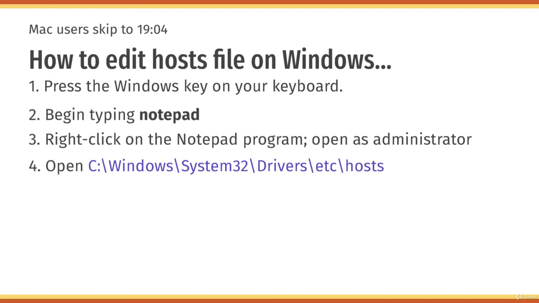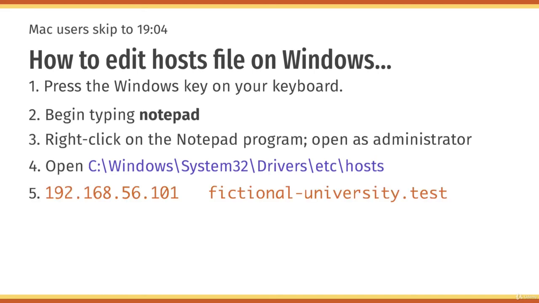Anyways, once you've got that file open, all we need to do is add a new line at the very bottom of the file. So on a new line towards the bottom of the file, we're just going to tell our computer that when we visit fictional-university.test, our computer doesn't need to go out onto the internet to look for that domain. Instead, our computer should just look locally within our dev environment. So to do that, on a new line, let's just begin by typing the IP address of our dev environment server. So that's 192.168.56.101. Then press the Tab key and type fictional-university.test. Go ahead and save this file.